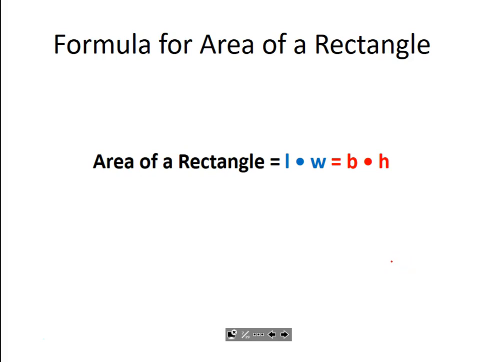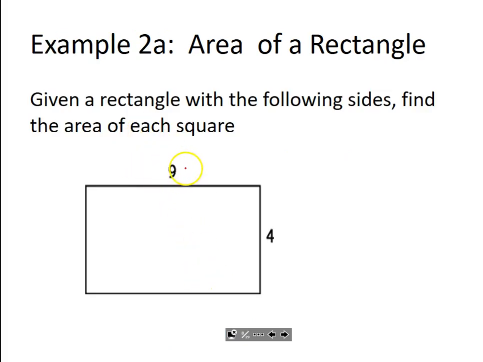Now, when we talk about the area of a rectangle, in the bottom left-hand side of your formula sheet, you will find the formulas for area of a rectangle. And on this formula sheet, it says base times height. That's what B and H stand for. What you guys learned when you were younger was length times width. But we're going to talk about base times height here. So when we look at this rectangle here, our base is 9 and our height is 4. So we're going to do 9 times 4, and that's 36.